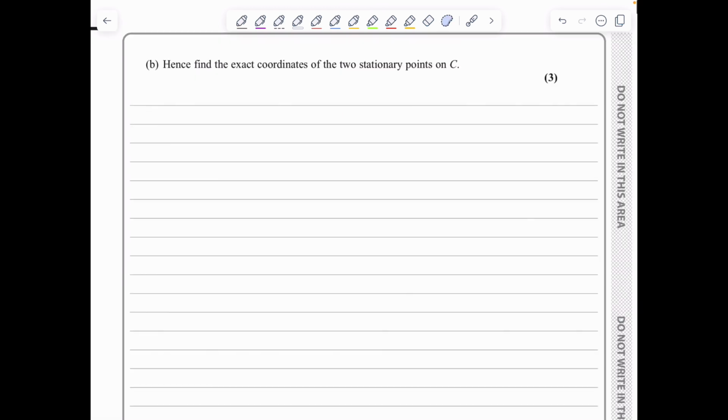In part B, we are asked to find the exact coordinates of the two stationary points on C. Well, we know that stationary points satisfy f dash of x is equal to 0, and we just obtained an expression for f dash of x, so we need to solve this being equal to 0. Now we can see that either 2x plus 1 is equal to 0, or 1 minus 4x is equal to 0, or alternatively e to the minus 4x is equal to 0.